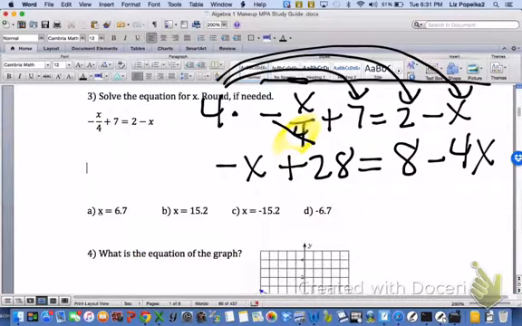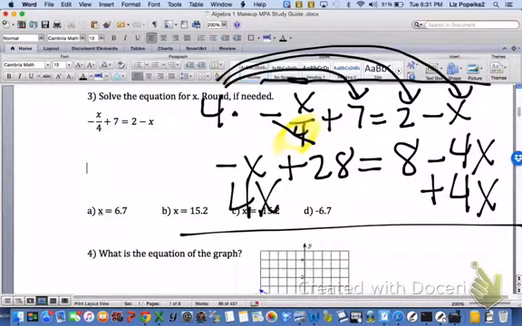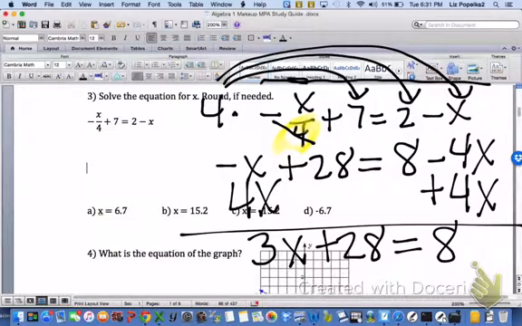So I am going to get rid of one of those x's. Really doesn't matter which one I get rid of. But I'm going to go ahead and get rid of, you guys know how much I hate negatives, so I'm going to get rid of this negative 4x. To get rid of a negative 4x, I'm going to add 4x to both sides of my equation. That'll leave me with 3x plus 28 is equal to 8.